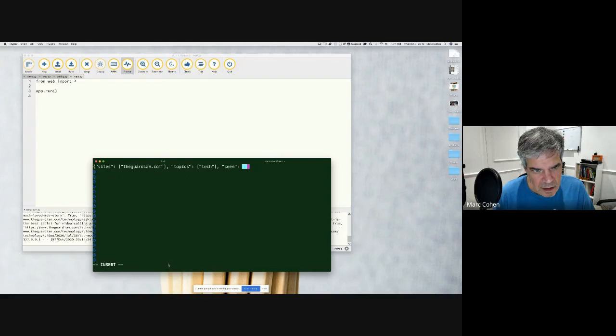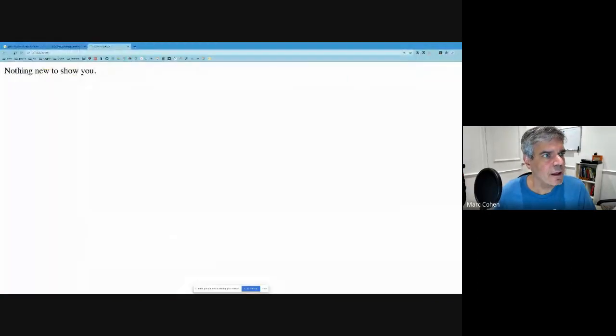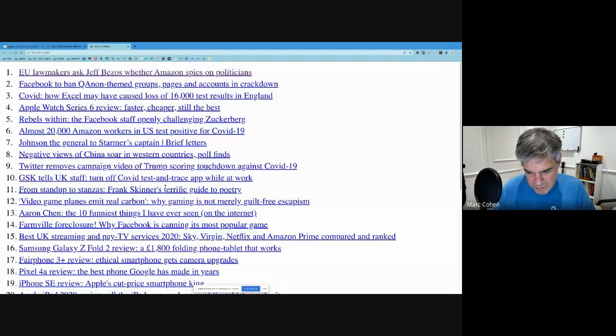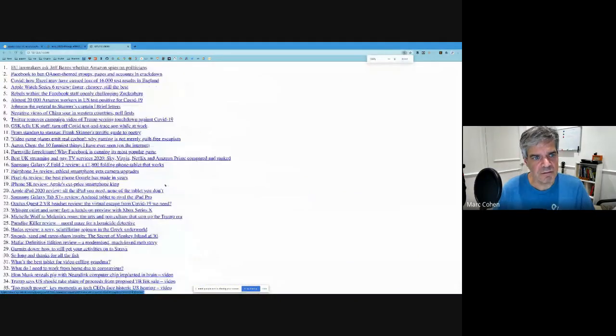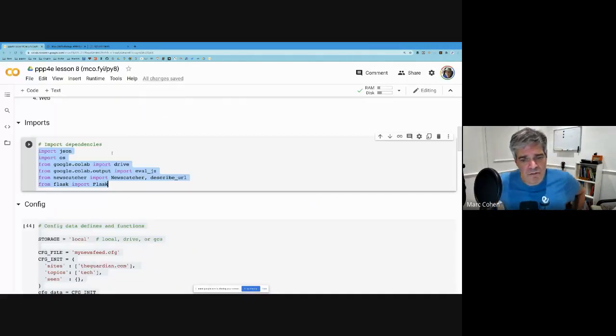And I think that should do it. Actually, I can just get rid of it and redo it. Okay, and now, as you see, now that I've reset the config, it's giving me all 50. Not sure why it's not scrolling, but it's giving me all the articles again. And if I reload it now, it'll say nothing new to show you. So I've got it working in Mu, and I invite you to do the same thing.